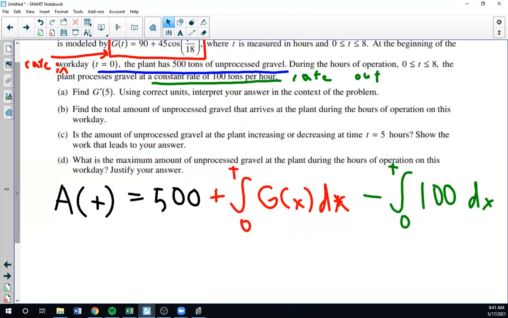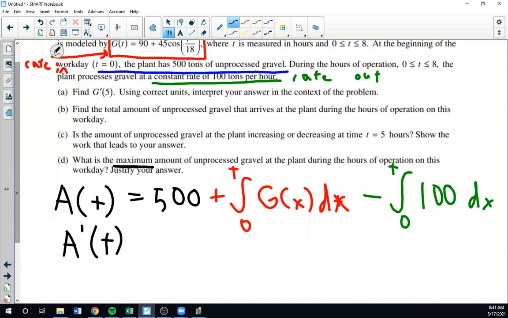Now I'm going to follow the steps. We are looking for a maximum. So I'm going to take the derivative of amount. First off, derivative of 500 is 0. Derivative of the integral will wind me up at g. And then derivative of the integral here, or if you thought about it as 100t, derivative of 100t is just 100.